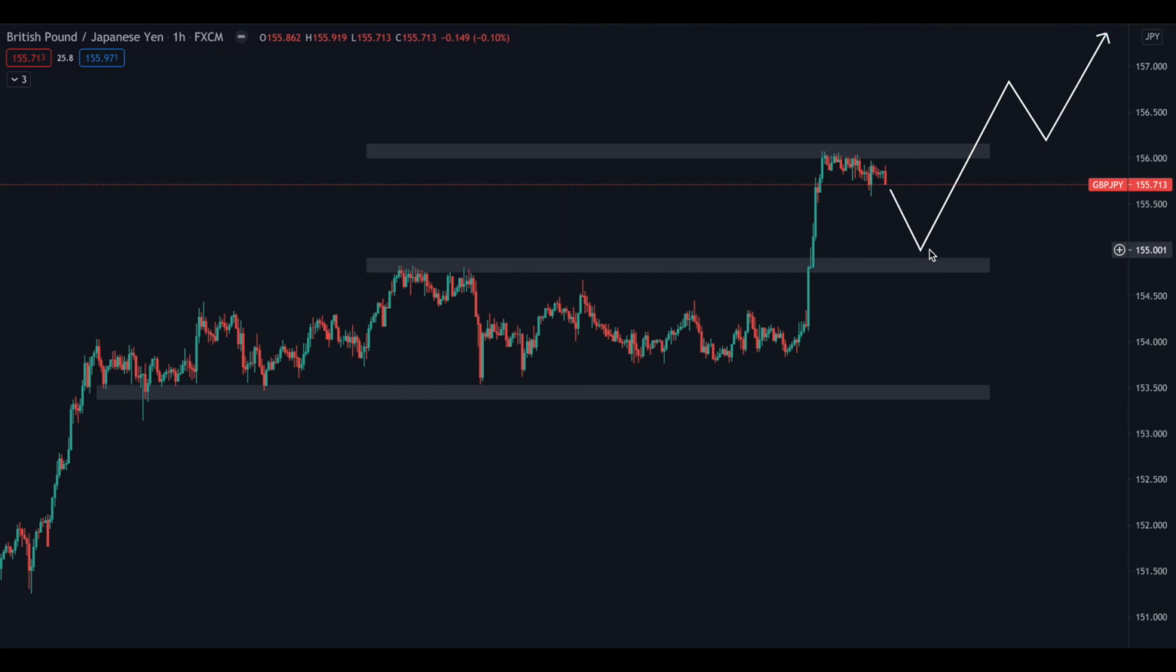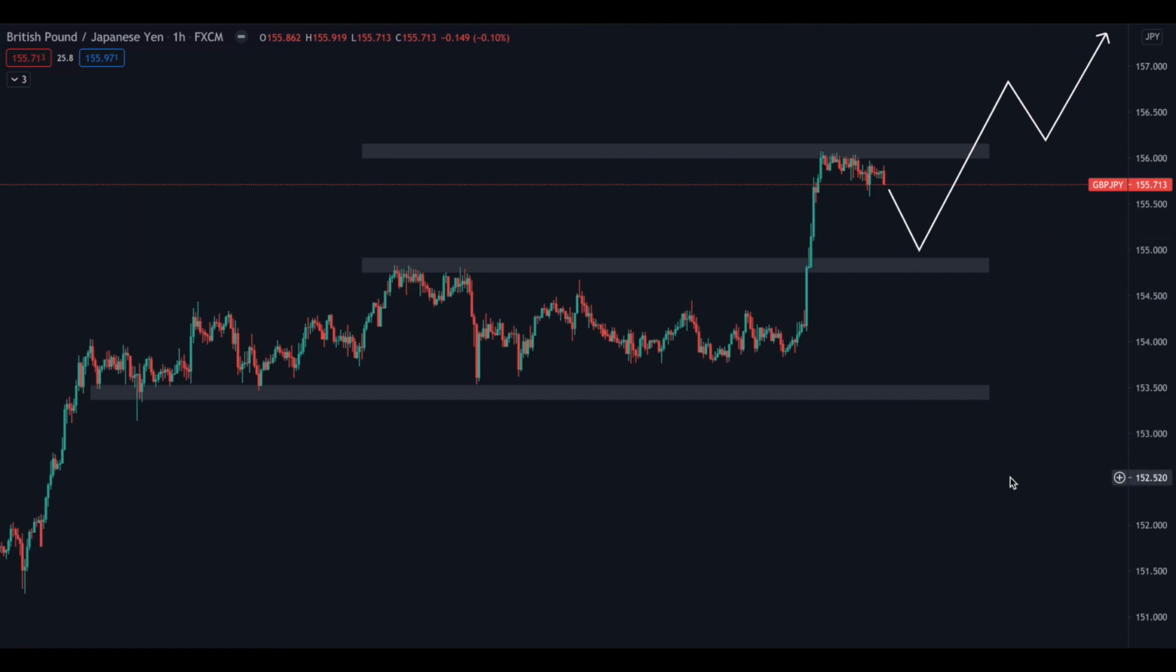This is the first opportunity for trades, buys off this support. Second opportunity will be on the breakout, and then third opportunity as we head into the new month will be on the retest of that level as well. So that's kind of what we're anticipating here for pound yen as we head into June.